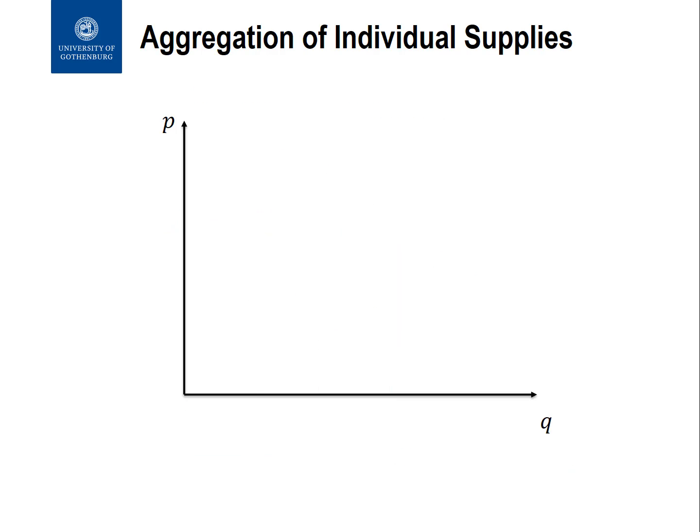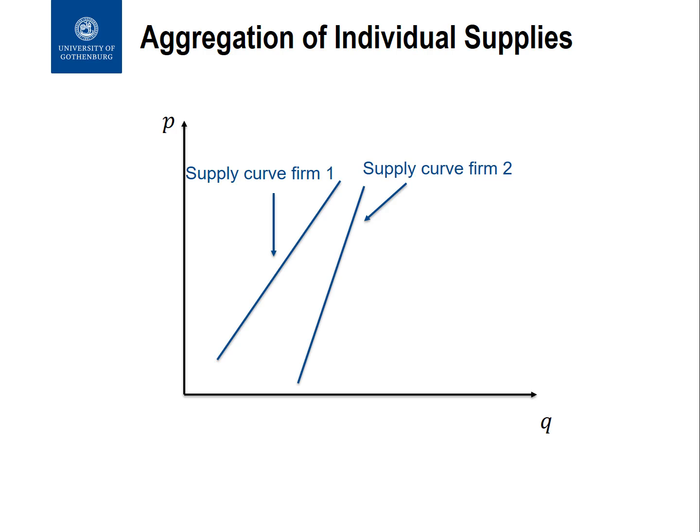Second, we want to aggregate the individual supplies to find the market supply. This is done in a similar manner. Remember that the individual supply is obtained from profit maximization. Let's assume that we have two producers. Here are their supply curves, which are their marginal willingness to pay for producing the good.